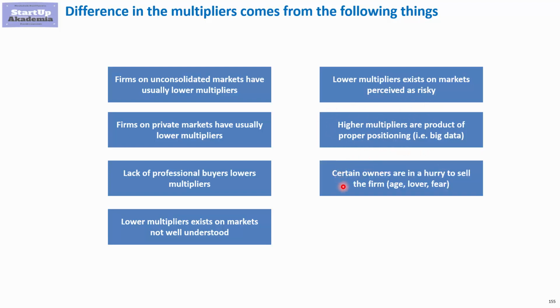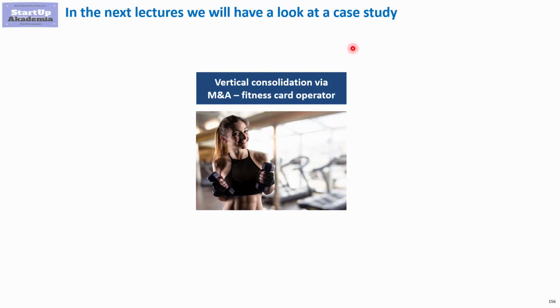In many cases, certain owners are also in a hurry to sell the firm. It might be due to age, having some new family, new lover, or just fear that they will lose everything. In these cases, you usually can get a lower multiplier, so you can buy the company cheaper. So that's in short when it comes to the logic behind the lower multipliers on some companies and why the multiplier arbitrage works. Now let's move on to the case study of a fitness card operator, where I will show you how this works in practice.